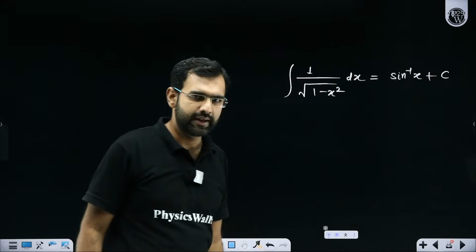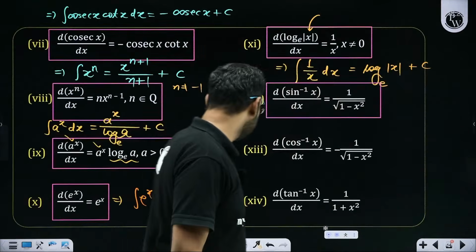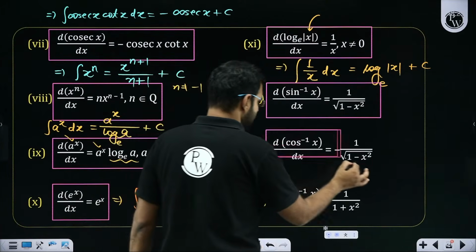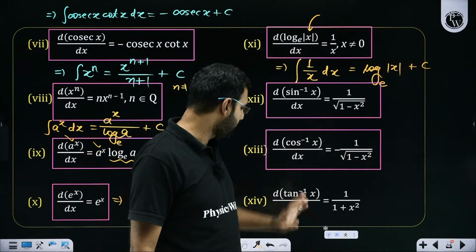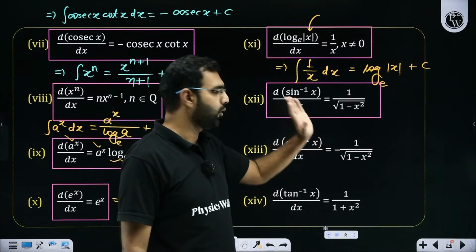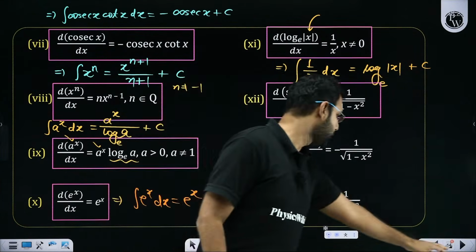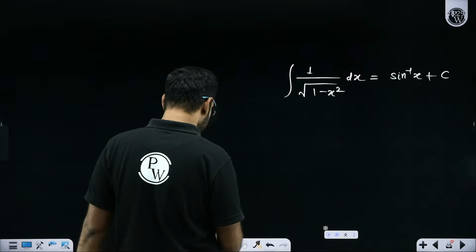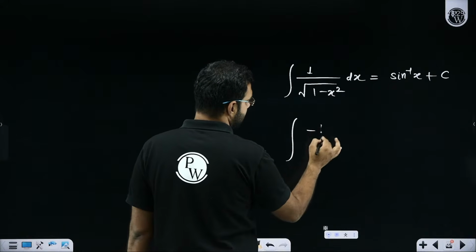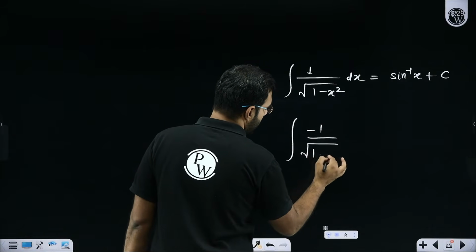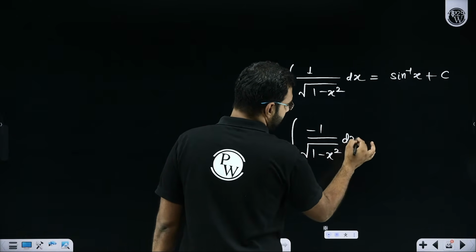Will you all remember that? I hope there is no confusion. Similarly, for cos inverse x, the differentiation is minus 1 upon under root 1 minus x square. So if you ever see the same expression but with a negative sign, let's say this minus 1 upon under root over 1 minus x square dx.